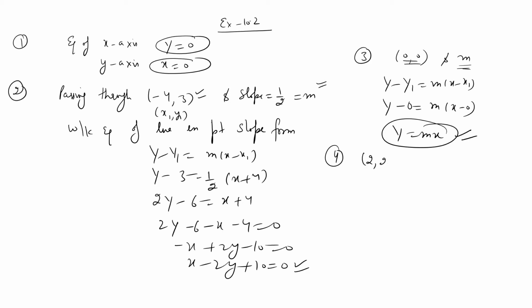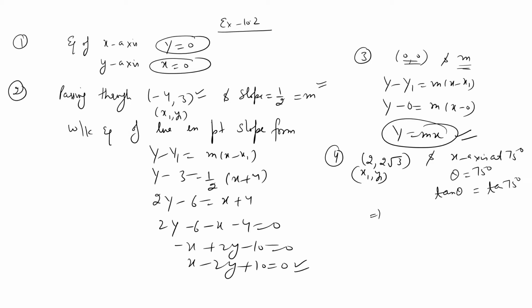Now question number 4: equation of the line passing through this point, which will automatically be your (x1, y1), and inclined with the x-axis at an angle of 75 degrees. Now dear students, here the slope is not given, but you can calculate the slope, right? When theta is given, we calculate the slope as tan theta, tan 75 degrees.